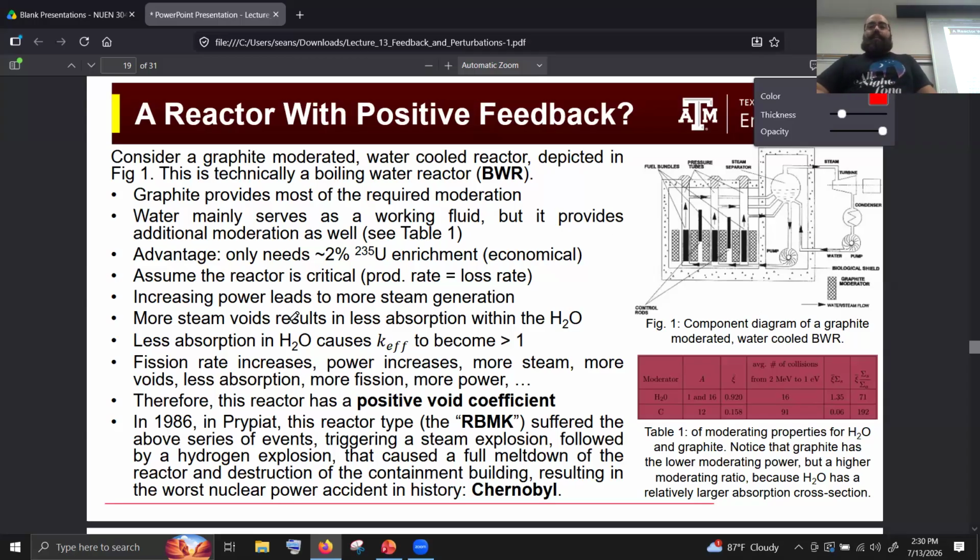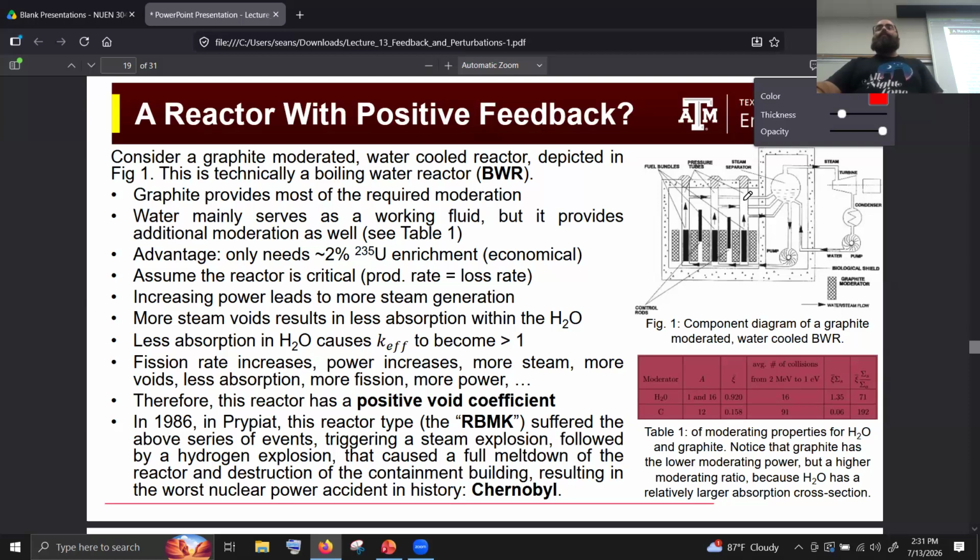And if I have more steam, then that means that water ends up absorbing less than it would have before. So I have graphite that's moderating things, and I have water that's also moderating things. But if you look at this table of moderator data, if you compare water and carbon, water has a lower moderating ratio because the sigma A for water ends up being relatively large compared to the sigma A for carbon, which is what graphite is made out of. So water does a decent amount of absorption.